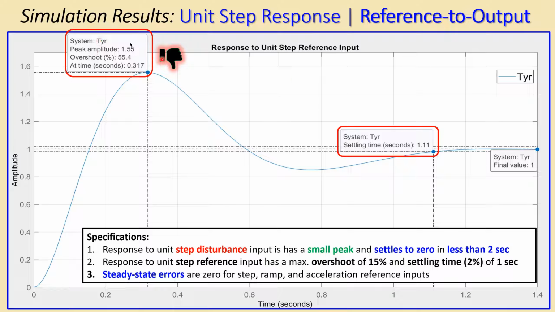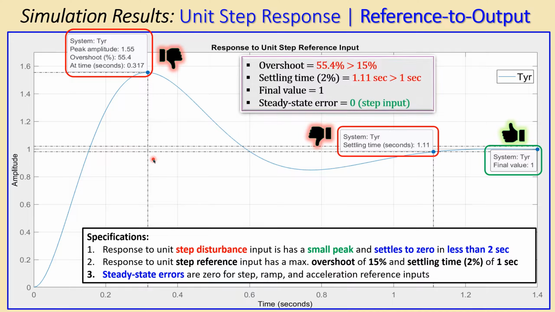So this is dramatically larger, but this is, of course, also larger, but not that large. But it's also not good. So we need to be, of course, in the limits. So we need to make that also 1 second or smaller, and this also 15% or smaller. The final value is fine, that's 1. So that's one of the things we surely achieve using this configuration for the controller. So in total, 55.4% larger than 15% and 1.11 second also larger than 1 second. So we need to fix these 2 specifications to get here.